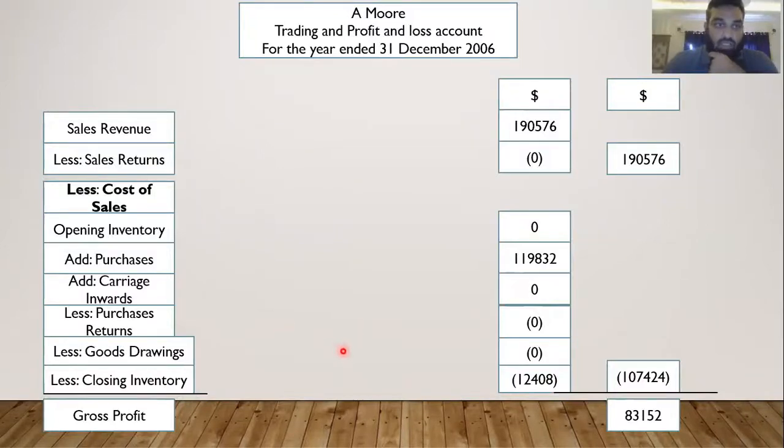We completed the whole trading section and we calculated the gross profit. Today, we will continue the same question. We will continue from the gross profit. So my gross profit was 83,152. The next step is to add other incomes.